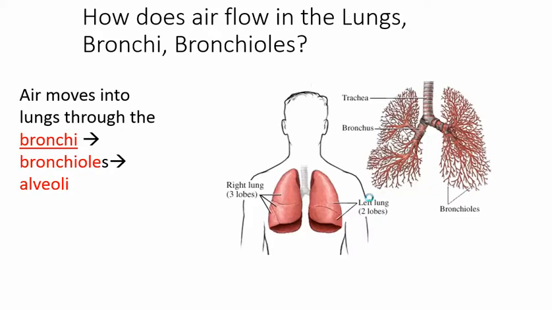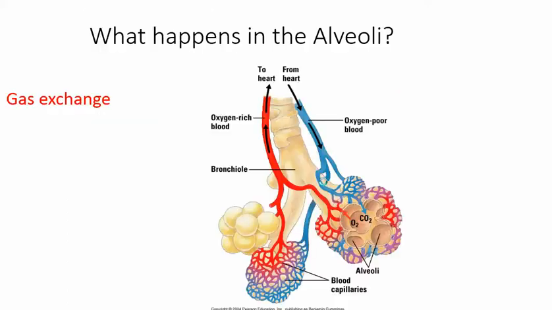So the air moves into your lungs through the bronchi. Those are the two little branches here off the trachea. So the trachea is in the center here, and then on the left and right you have your bronchi, and those go into your lungs. Once they get into the lungs, you have what are called bronchioles. Those are the branches. And then at the very end of the bronchioles are alveoli, and that's where the gas exchange occurs.